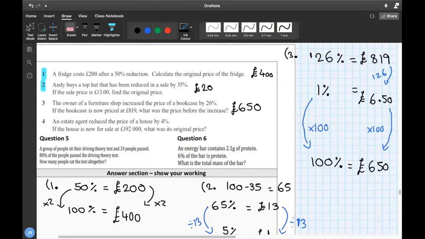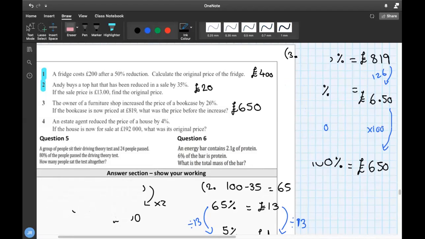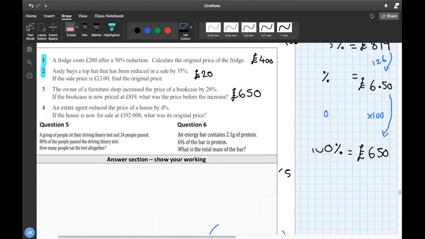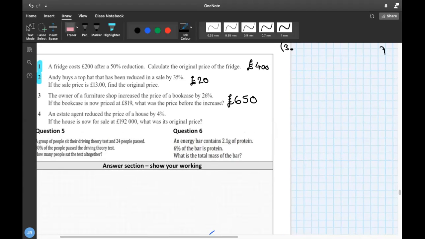Right, number 4. This time an estate agent has reduced the price of a house by 4%. So if you're reducing, you would have started with 100%. And then if you've reduced it by 4%, you're taking 4% away. Okay, so this is question number 4. This time we've started with 100% and we've taken away 4%. So that will leave us with 96%.